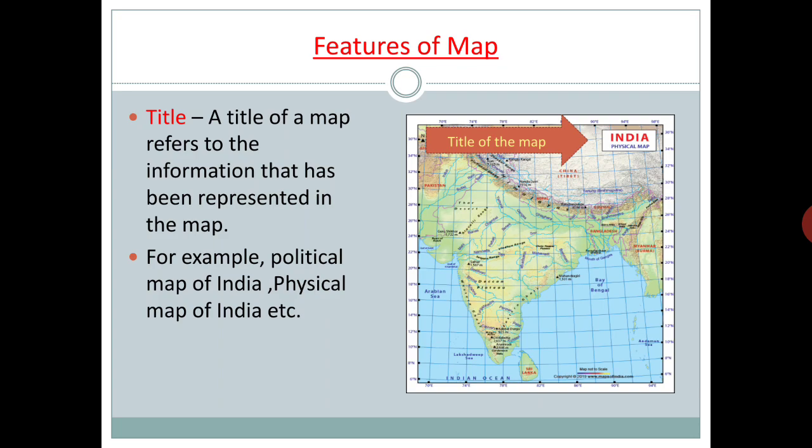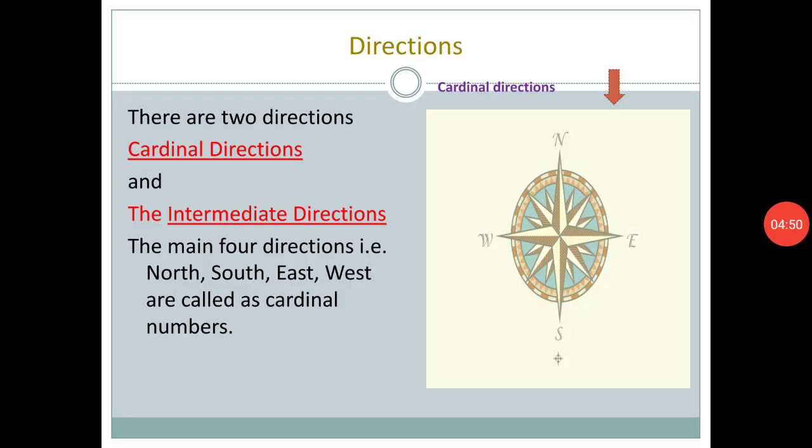Next one is directions. Directions are used to determine where things are in relation to other things. That means we need direction to identify where a place is located. Suppose in which direction Barampur is located from Chhatrapur. So we need to understand in which direction Barampur is located or in which direction Chhatrapur is located.